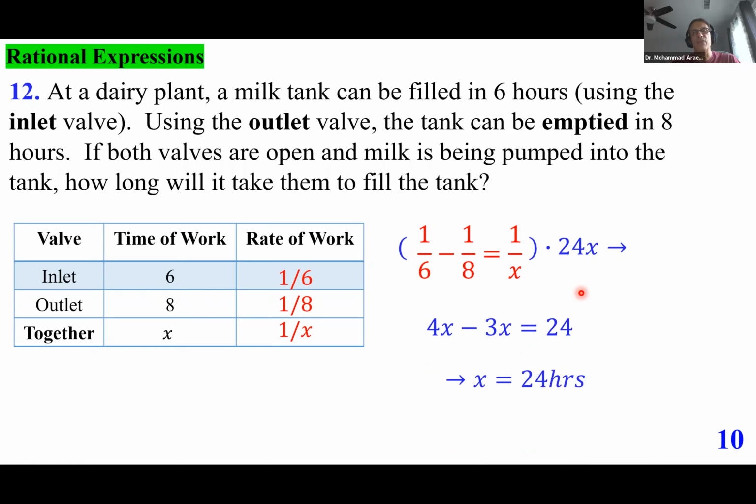Now, again, pay attention to see if it intuitively makes sense. If it takes 6 hours to fill it up and 8 hours to empty it, and they're working against each other, it should take a very long time to fill it up, and it makes sense. This number should be much larger than the two of them.